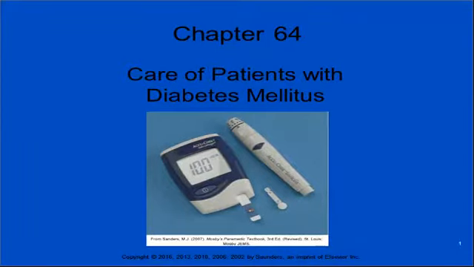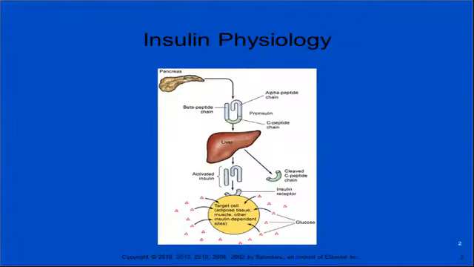This is Chapter 64, Care of the Patients with Diabetes Mellitus. So this is a chart basically of how insulin gets used.